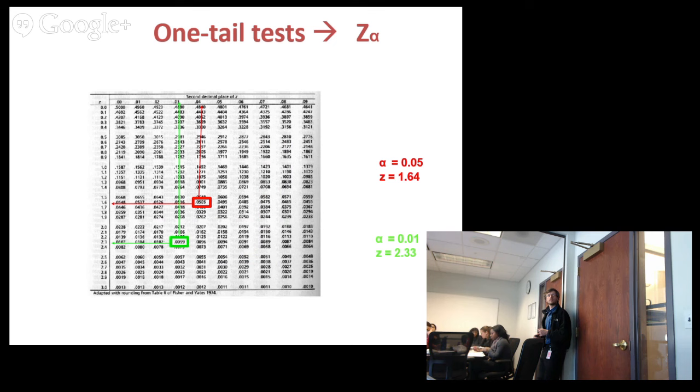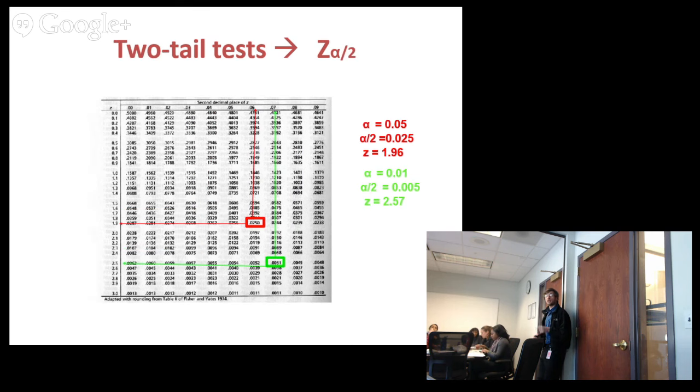So if you go back a screen, what's the difference between the red and the green? The red is at the 5% level of significance. The green is at the 1%. So if the red is a 95% confidence level, the green is at the 99% confidence level.